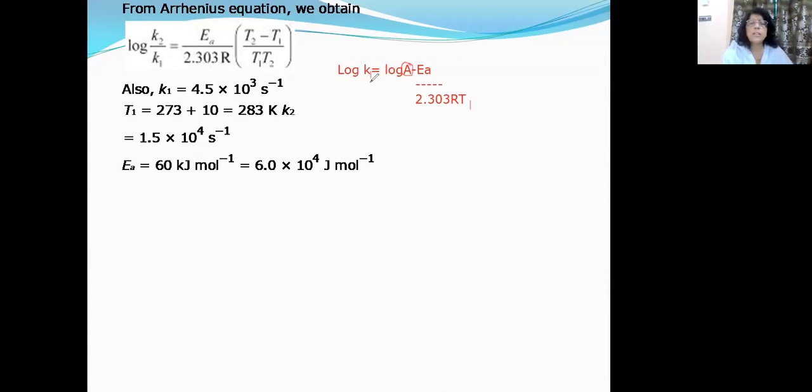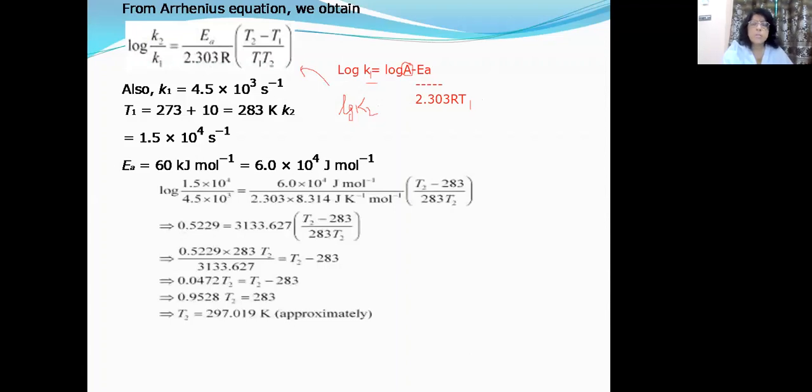We will take the K1 and K2 values for the two different temperatures. Log K2 can be written as log A minus EA over 2.303 RT2. When we subtract these two equations, we come to this result, that is EA over 2.303 R into T2 minus T1 upon T1 T2.